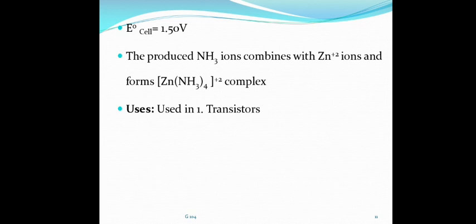So where is it used? Generally, in olden days, people used to have transistors, that is small radios. In transistors we use it, in big radios we use it, clocks, and even the hearing aids.